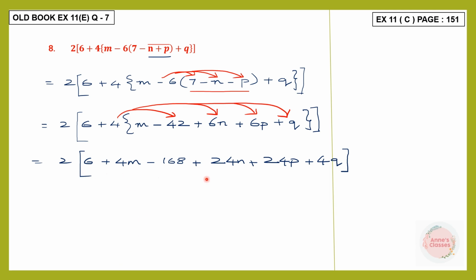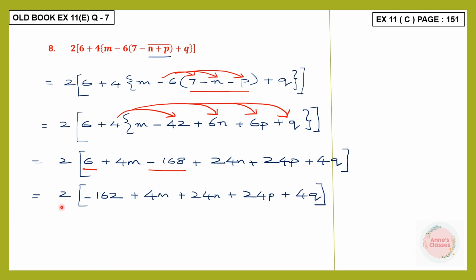Now we have to simplify what's inside this. Let's look carefully and see. We have 6, then 4m, we don't have another m, we have minus 168. So these are two like terms, 6 and minus 168. So let's write that 2 into 6 minus 168, put the sign of the bigger number, 162. Now here we have 4m, we don't have another m, no n, p and q, so we write everything else as it is. So this is plus 4m plus 24n plus 24p plus 4q.